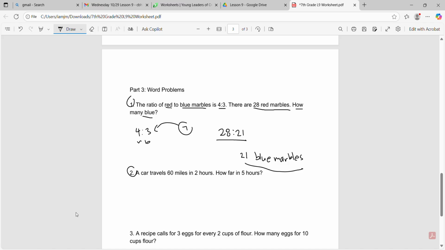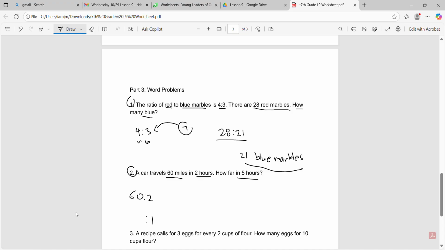Okay, number 2. A car travels 60 miles in 2 hours. How far in 5 hours? So our ratio is 60 miles in 2 hours. To find out how far it travels in 5 hours, we can't just multiply 2 to become 5. It's too hard to find out what went in. So a much easier way is to find how many miles the car can travel per 1 hour.